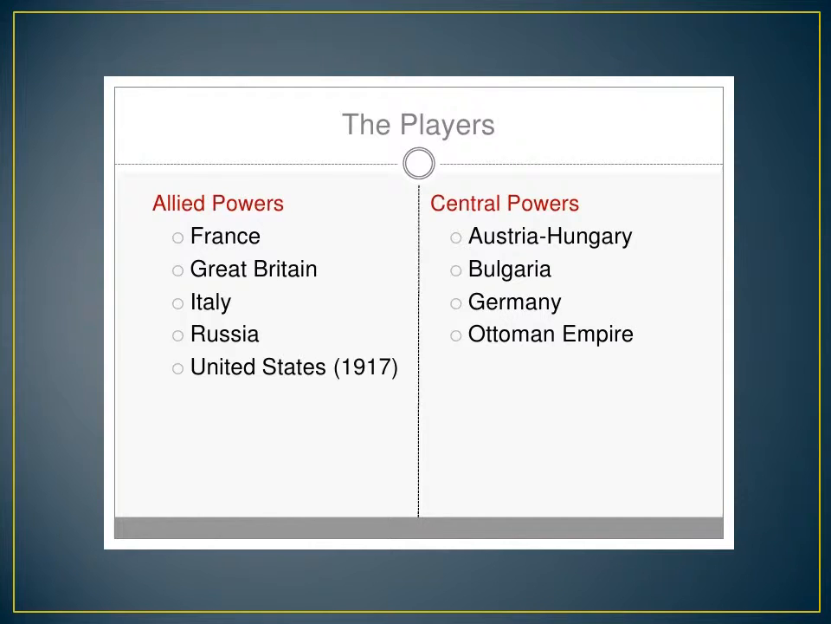The names of the groups are changed now. The Triple Entente is now known as the Allied Powers, and again it's France, Great Britain, Russia. Italy actually switches sides and they join the Allies, and eventually the United States is going to come in towards the end of the war and fight with the Allies. The Central Powers are Austria-Hungary, Bulgaria, Germany, and the Ottoman Empire.